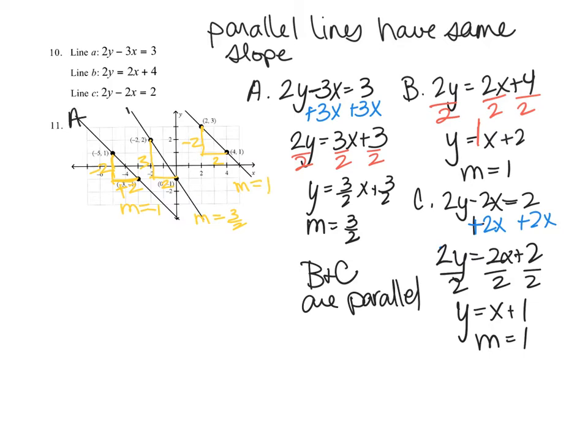So if we labeled these A, B, and C, and I suggest you do that on the test, somehow label those so when you're telling me which ones are parallel, you can identify them. So we can say lines A and C are parallel.